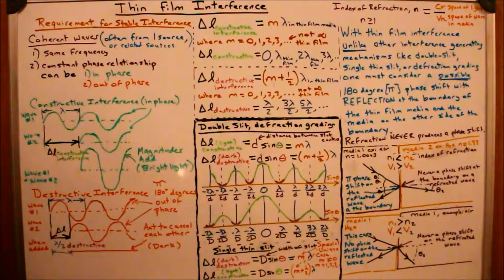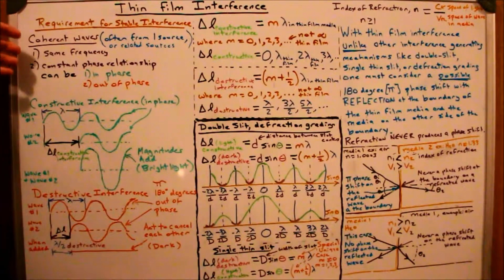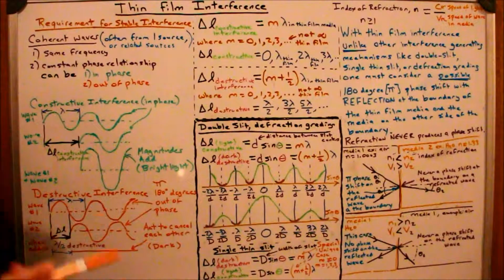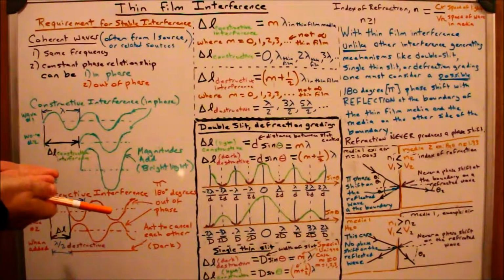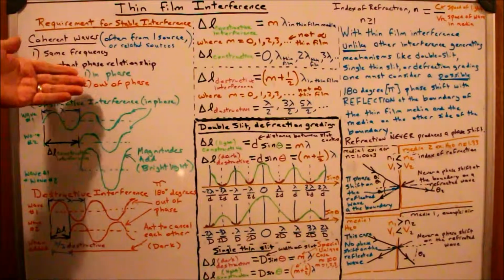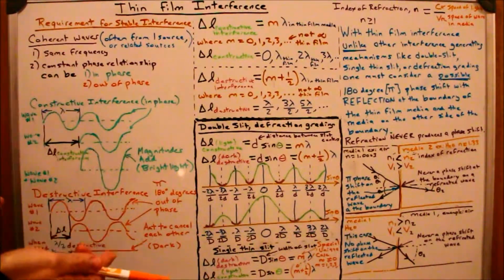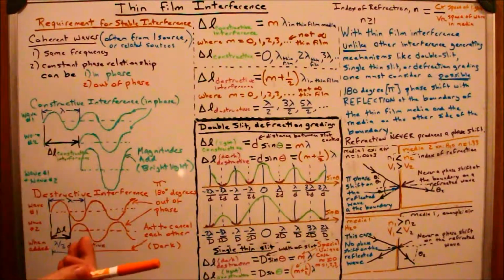We're going to talk about thin film interference. One of the requirements for stable interference patterns is coherent waves. Coherent has two requirements: the two waves producing the stable interference have the same frequency, and they have a constant phase relationship. So they're not randomly phased relative to each other, and that phasing is not changing.